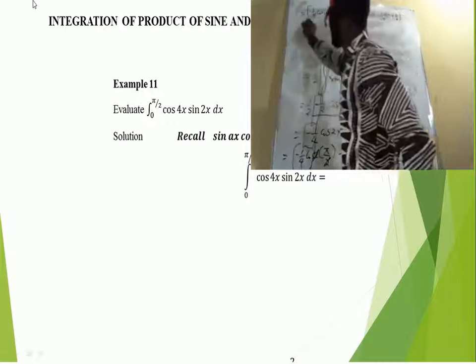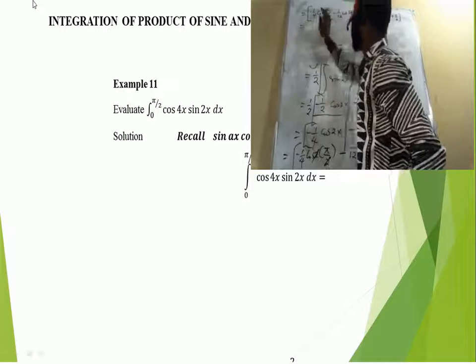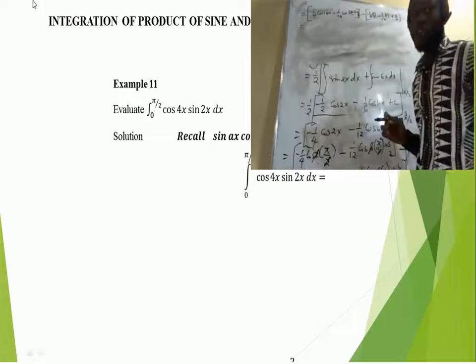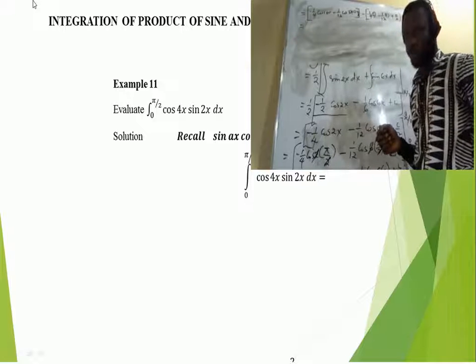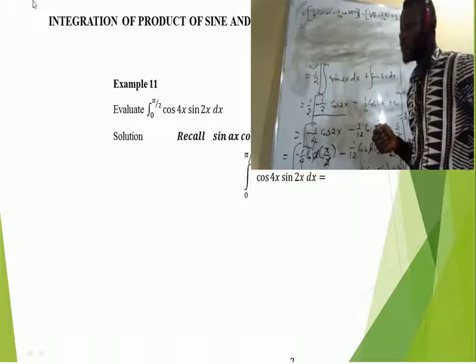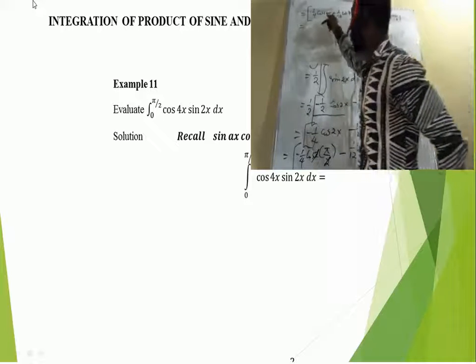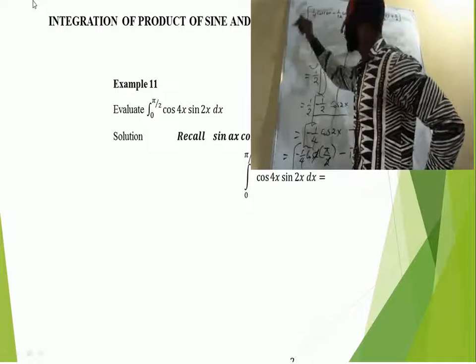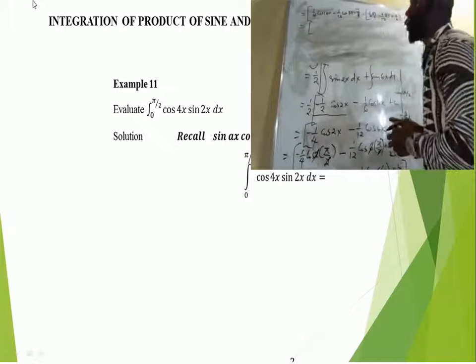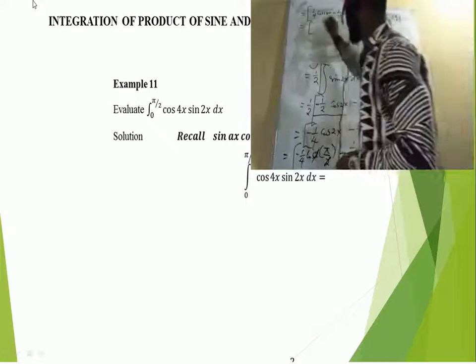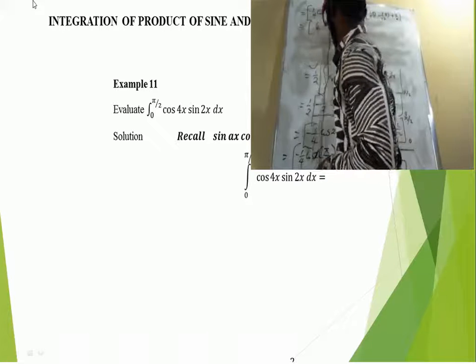So by the time we evaluate this now, cos 180 will give us minus 1. So the minus 1, we multiply this minus here. We are going to have 1 over 4, minus.